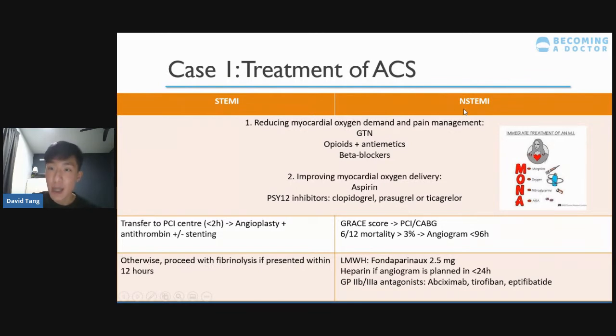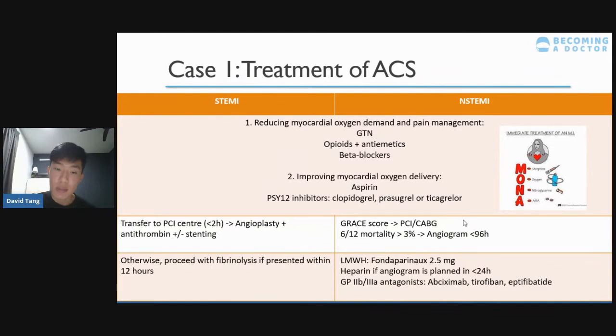The non-STEMI doesn't require as aggressive treatment, but we tend to need to prognosticate them. And the recommended scoring system is the GRACE score. This allows you to stratify patients: those who are high risk requiring PCI, or those with difficult anatomies, for example triple vessel disease, needing a CABG or an emergency coronary bypass. For those who have higher than 3% mortality based on the GRACE score in 6 months, will require angiogram within 96 hours or 4 days. Otherwise, it can be a bit longer than that.